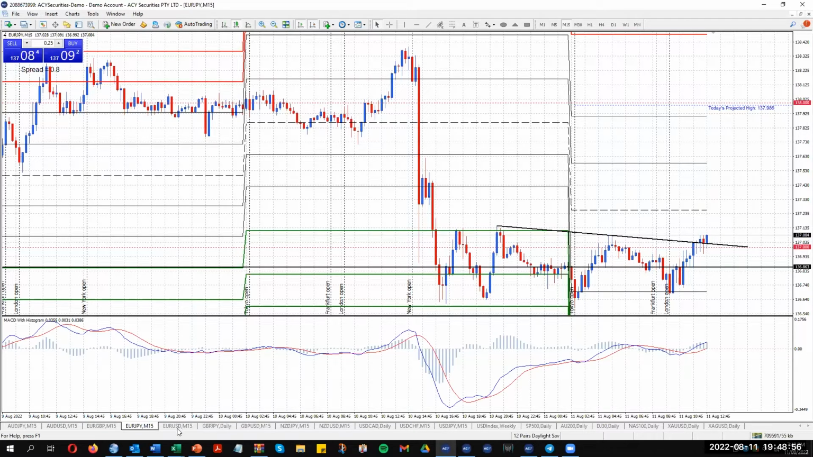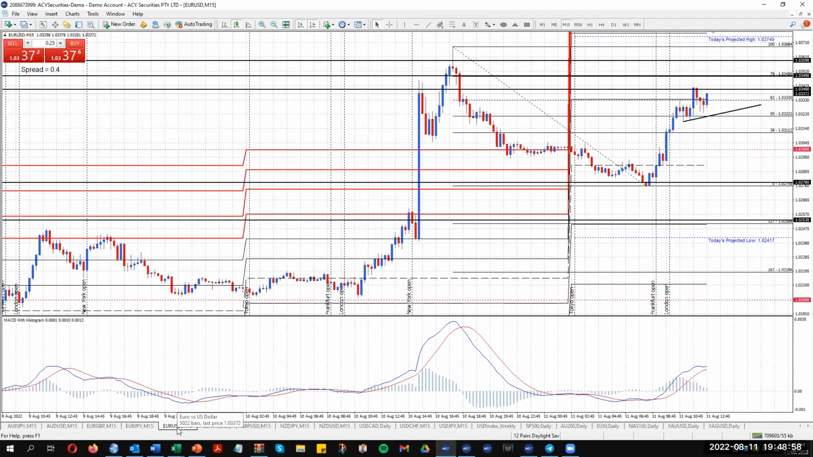Just want to see what the euro dollar is doing again. Still hanging around the 103.40 level. Not quite giving up the ghost yet.